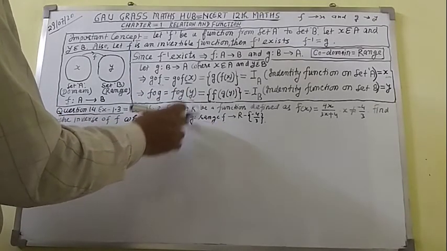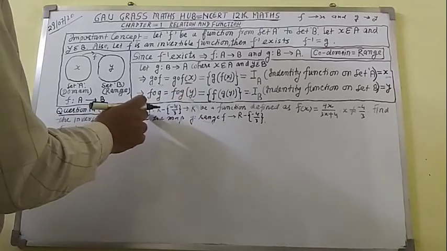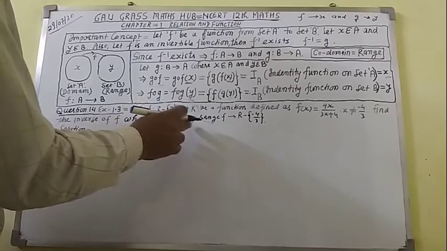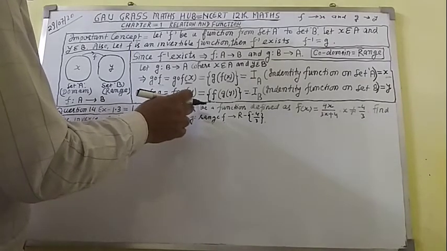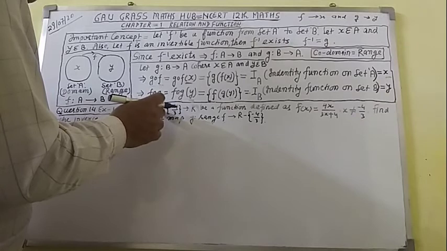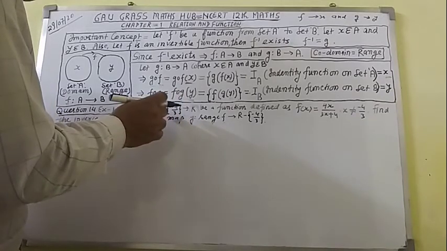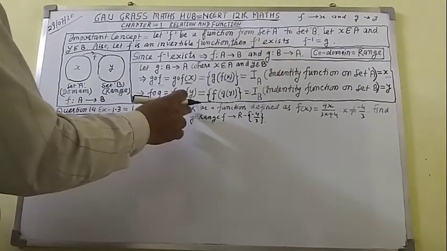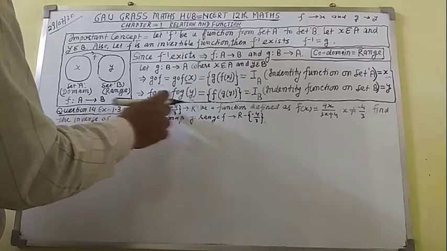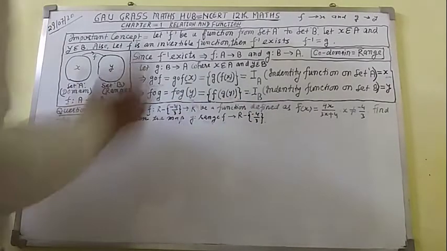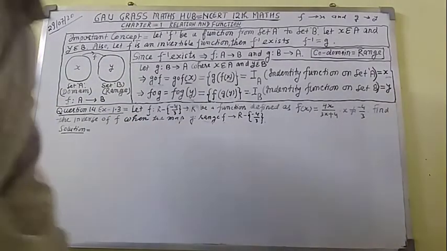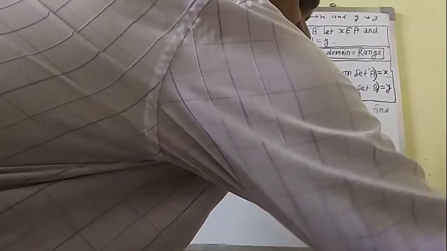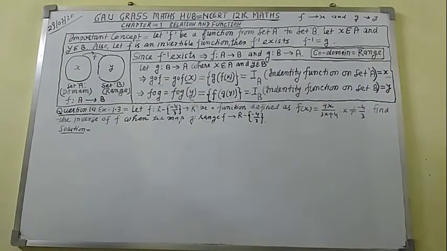In case of g, the opposite of f, and in case of inverse, domain and range will mutually interchange. So this value will come to this place and this value will go to this place. This is a system you must know. So what to do next? Next, take out the solution.